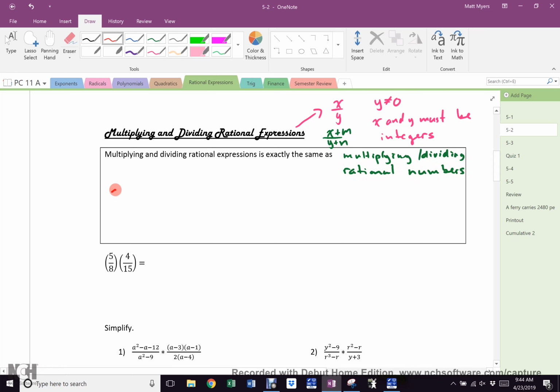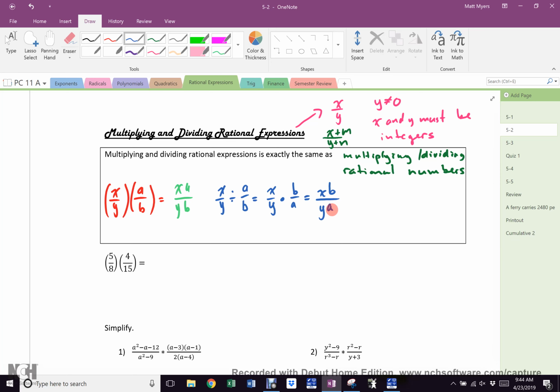So let's remind you. X over y times a over b equals x times a over y times b. Right? That's how fractions work. Rational numbers. X over y divided by a over b equals x over y times b over a, which equals xb over ya. And you all already know that, right? That's grade 4. The only difference now is instead of there only being one thing there, there's expressions. Okay? So, let's start with this one.